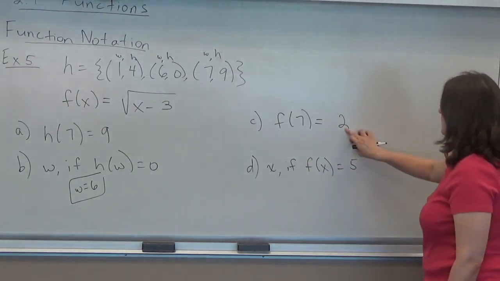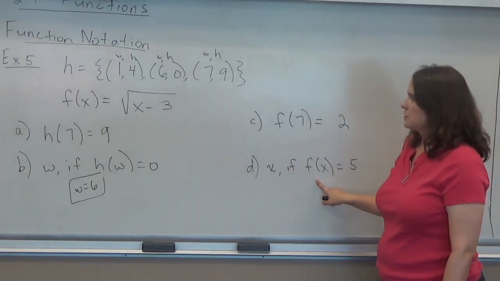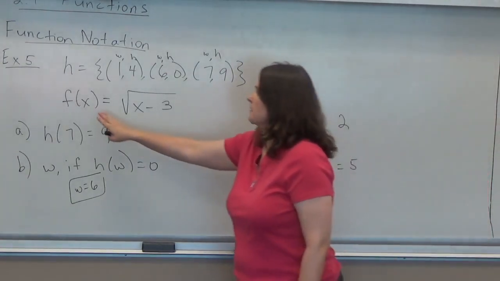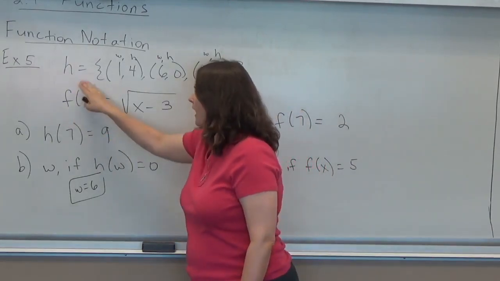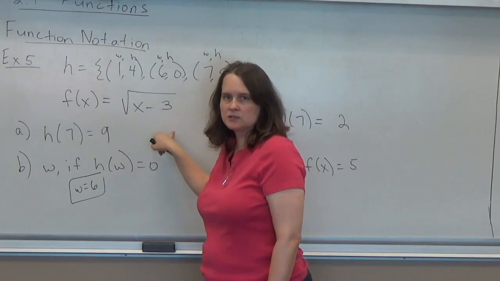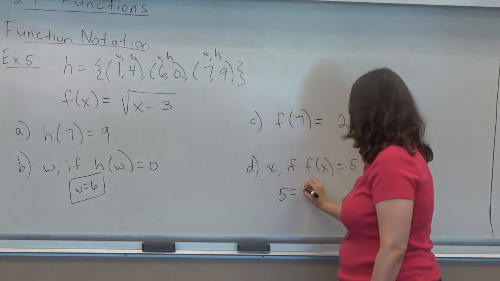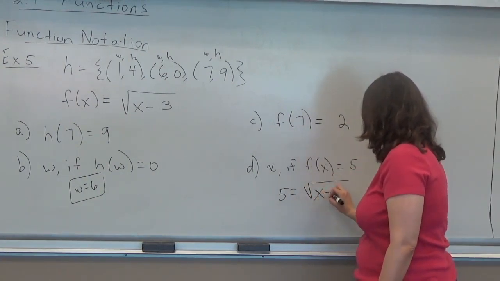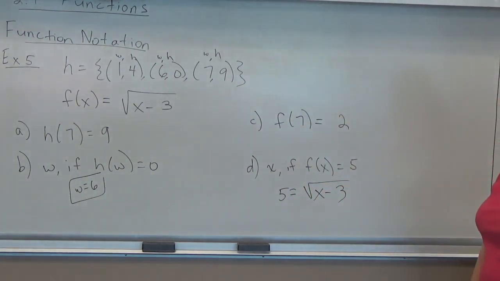Part D, I'm asked to find x if f of x equals 5. So find f of x. If f of x equals 5, then I need this piece to be 5, so I have to set it equal to this. So I've got 5 equals the square root of x minus 3, and I have to solve this. So how would I do that? Let you think about it for a moment. Pause if you need to.